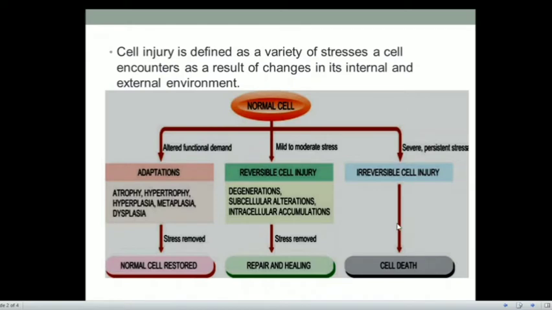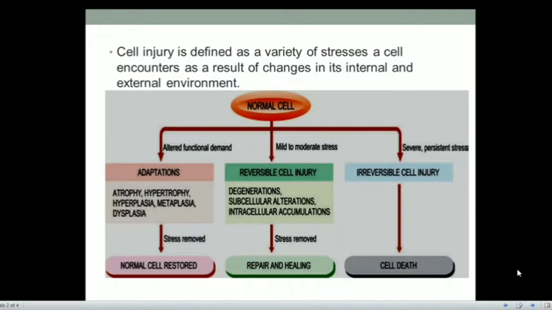Then when the stress is mild to moderate, the injured cell may recover. That is reversible cell injury. While when the injury is persistent, cell death may occur. That is irreversible cell injury. The residual effects of reversible cell injury may persist in the cell as evidence of cell injury at subcellular level, that is subcellular changes, or metabolites may accumulate within the cell, that is intracellular accumulations.